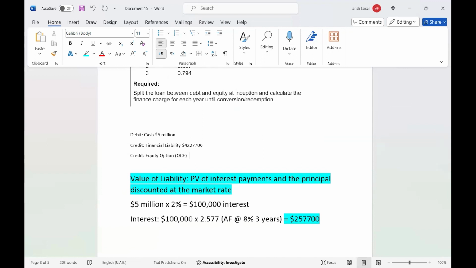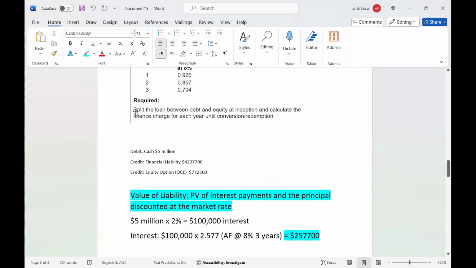So if I subtract from 5 million, you get 772,300. That is considered to be an equity option. So here, if you look at the question, they ask you to split the loan between the debt and the equity at inception, right? So the total asset, the cash, is 5 million, and if I split it, the financial liability will become 4,227,700, and the remainder will be an equity option, which is 772,300. Okay, so that's how you're going to split it.